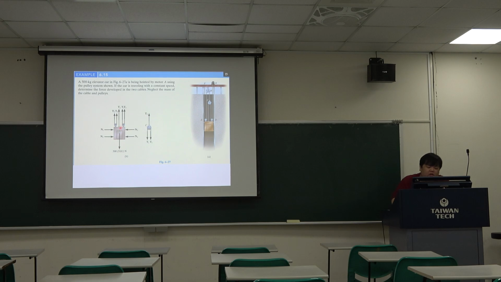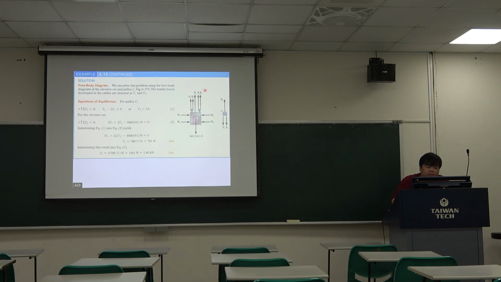So the cable connected to this part and this pulley are the same cable, so the tensile force is the same. And this second part, the tensile force we assume is T2. And at pulley C, we have the two cables connected together. So at pulley C, we will get the two T1 here and the one T2 here.